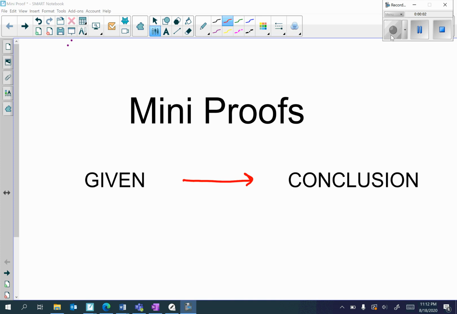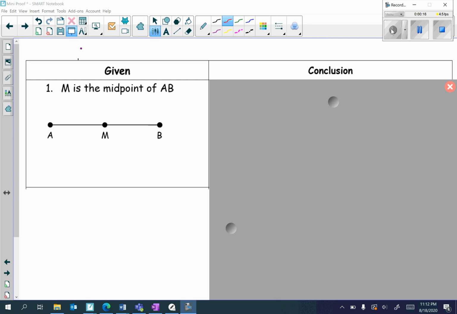Hi everyone, in this video we're going to be talking about mini proofs. Mini proofs means that when you're given a diagram, you can make a conclusion based on that diagram and keywords. Let's take a look at the first example.